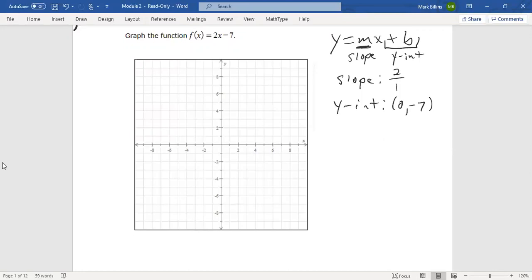So on our graph, we begin at our y-intercept, which is negative 7. And the change from point to point, or our slope, is positive 2 over 1. So the change in the rise is positive 2, so we move up 2 units. And the change in the run is positive 1, so we move to the right 1. And we simply connect these 2 points with a straight line.